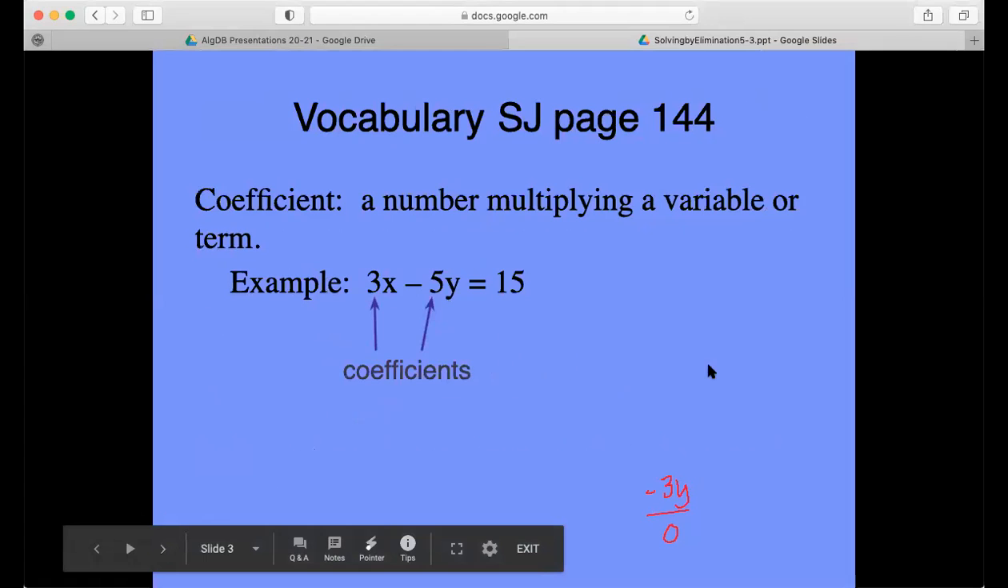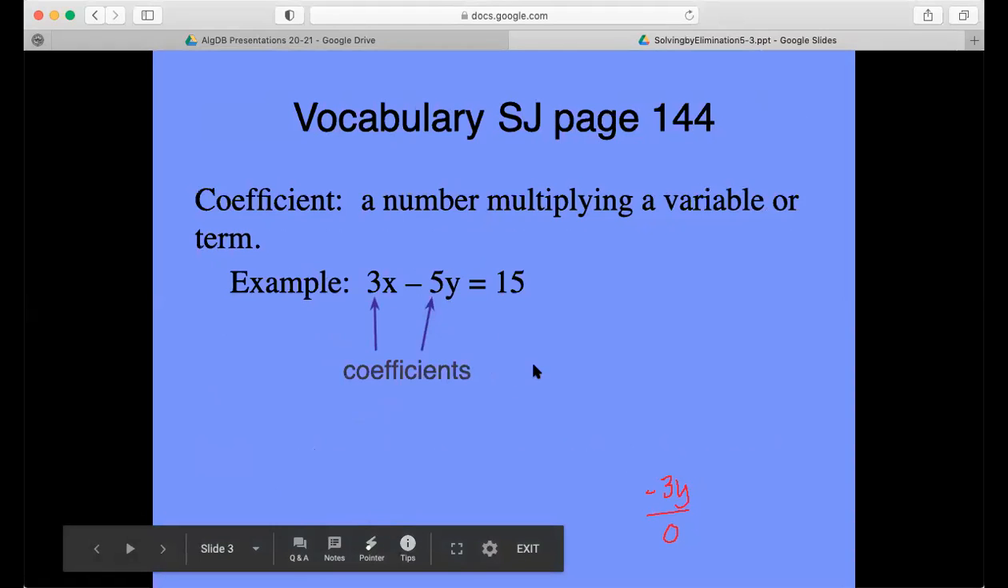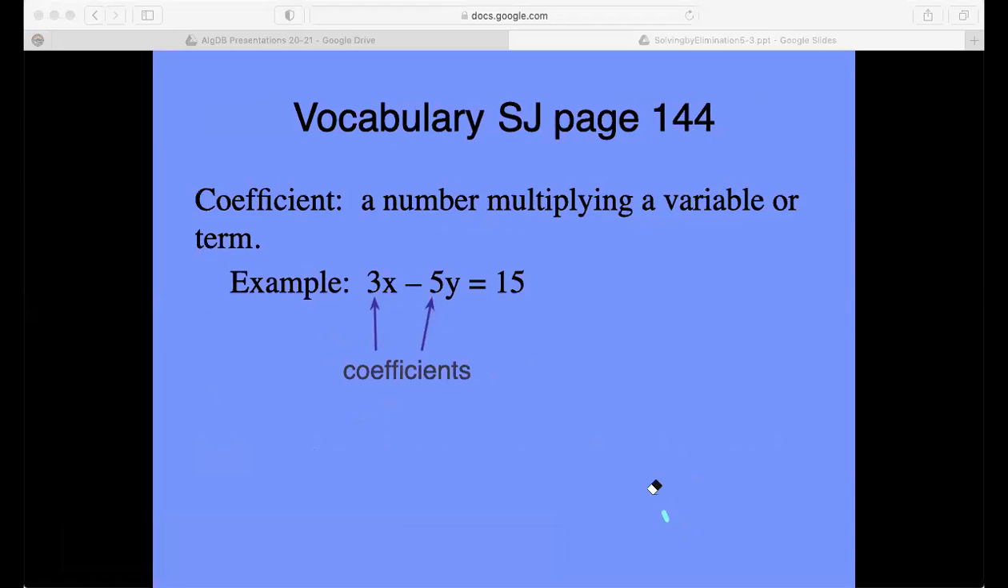All right, so we have some vocabulary to write down on page 144 in your journal, and it is the definition of coefficient. Go ahead and draw that example in there too, with the arrows pointing to those numbers in front of the variables, because those are the coefficients. So pause the video and write those down. All right, I'll grab my eraser here. All right, let's look at the next slide.